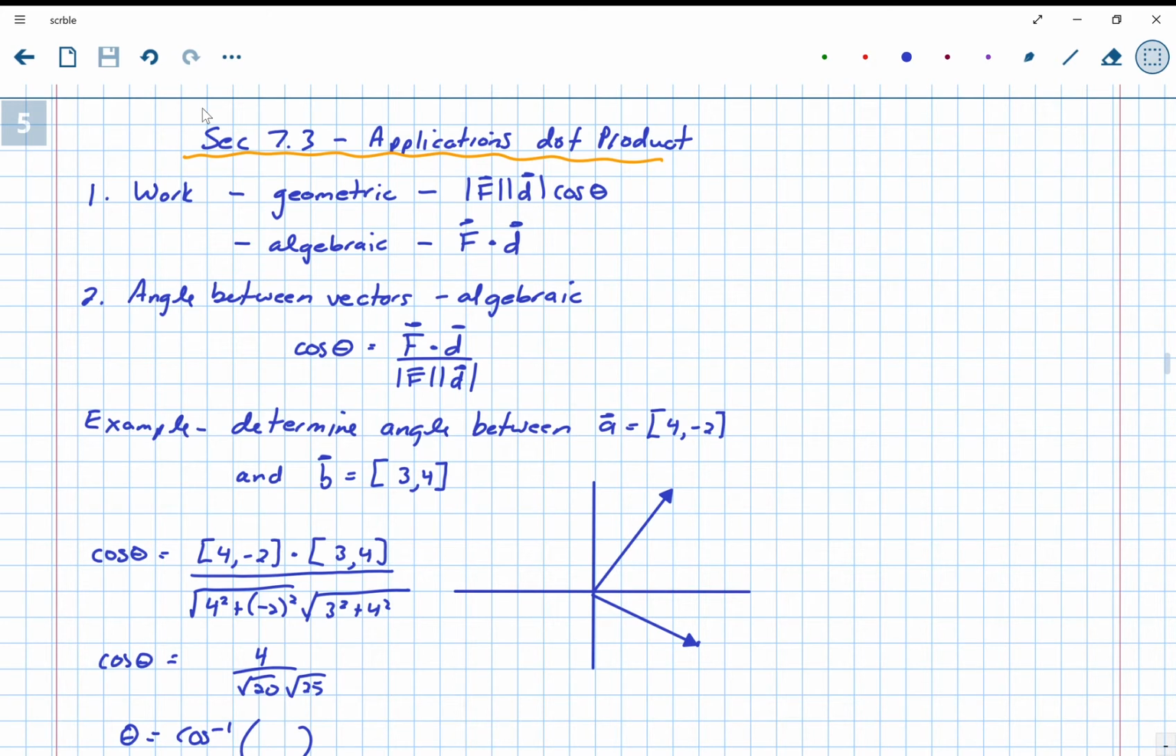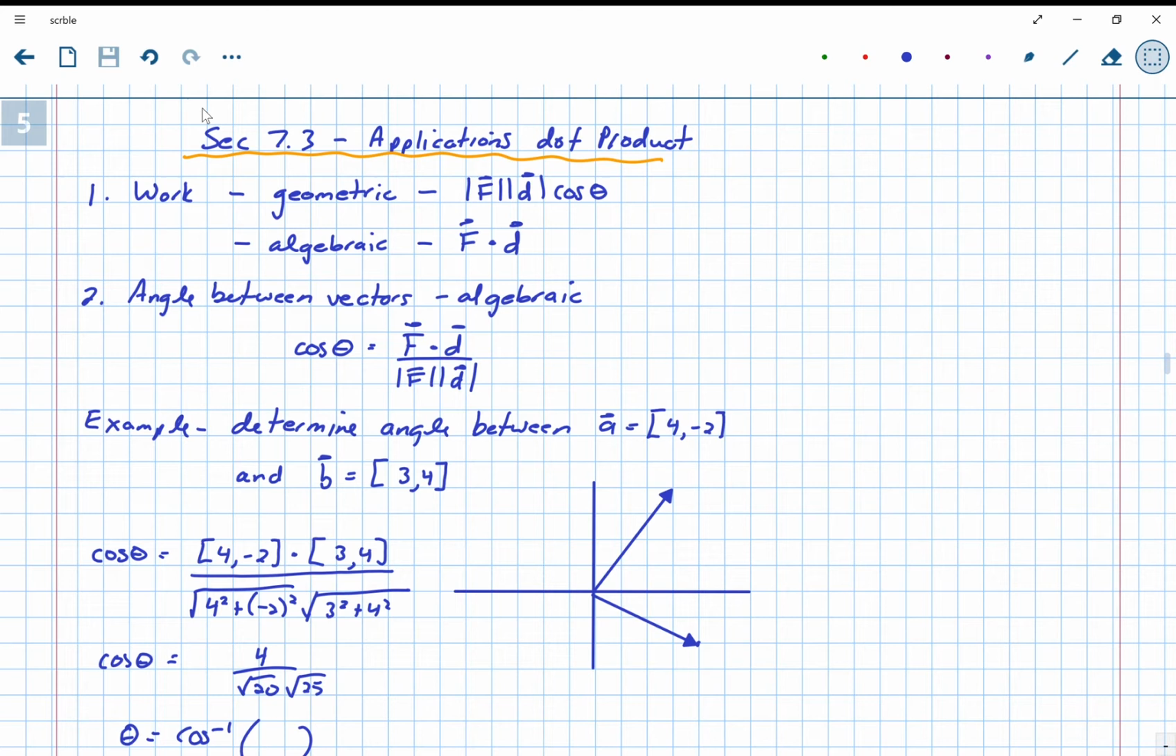Hello everybody, today we are looking at section 7.3, applications of the dot product. So we're going to look at two applications today. One, which we talked about last lesson, is work.